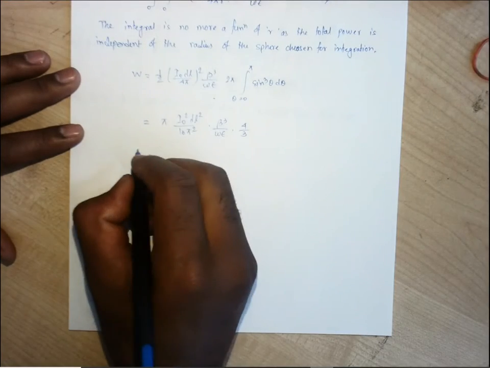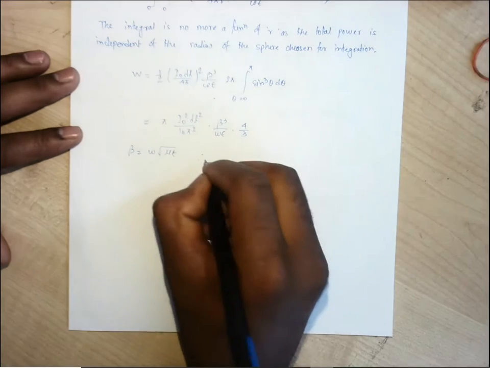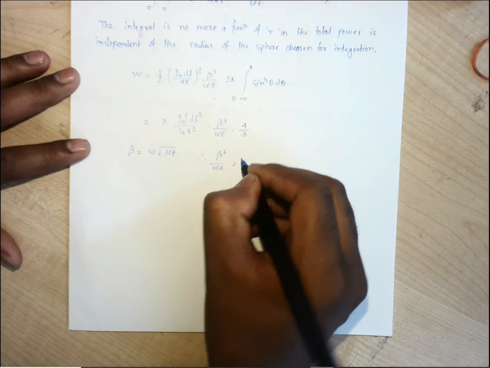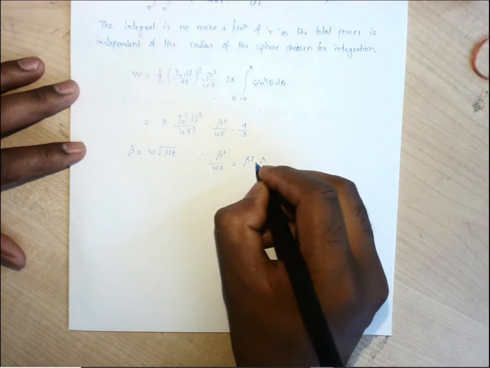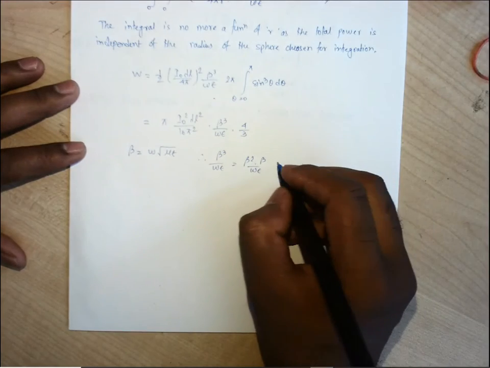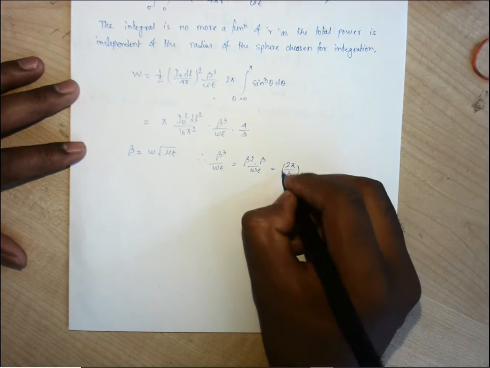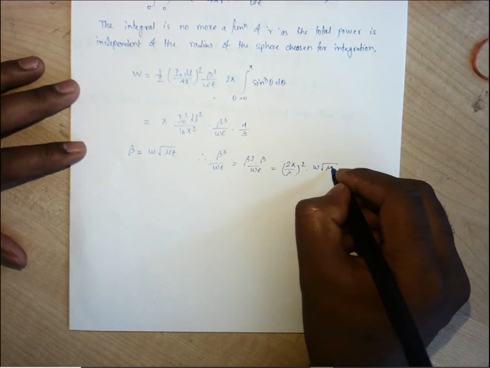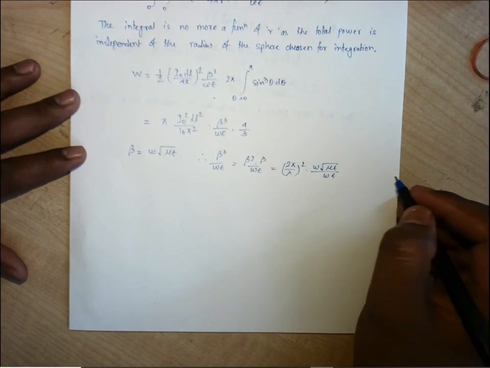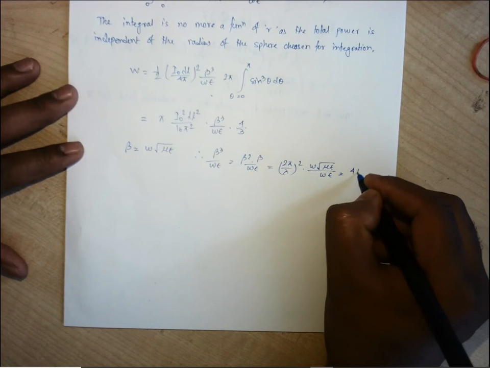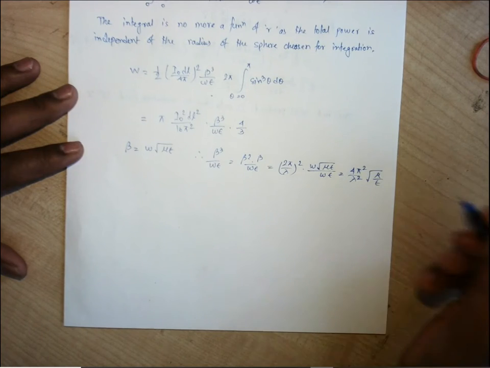Now what is this beta? Beta is omega root over mu epsilon. So this beta cube by omega epsilon can be written as beta square into beta by omega epsilon. This beta square is written as (2 pi by lambda) whole square, and another beta I just replace with omega root over mu epsilon by omega epsilon. So it is coming out as 4 pi square by lambda square into mu by epsilon.